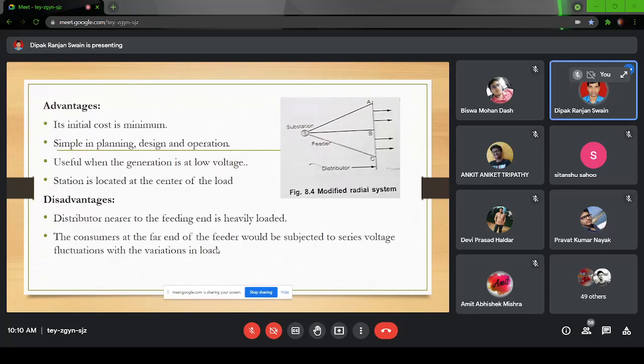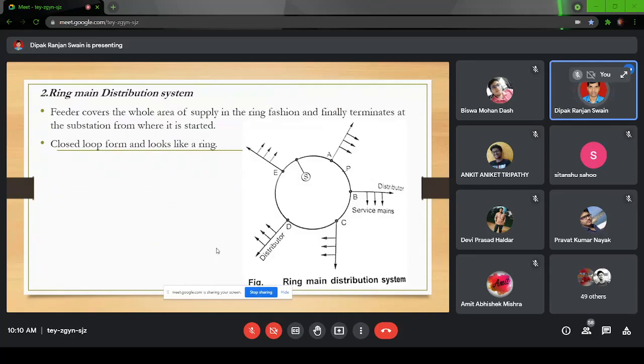So the voltage at the end terminal will be somehow less. This is the main disadvantage of this one. To get rid of that, the next system is a planned system. I think those who are staying in Rourkela, they have this ring road system. In Cuttack and Bhubaneswar, still now we are planning that there should be a ring road.